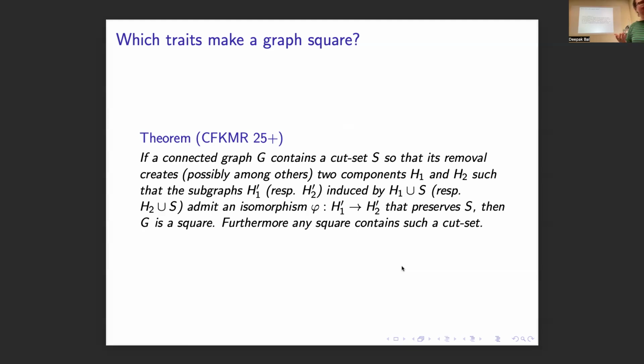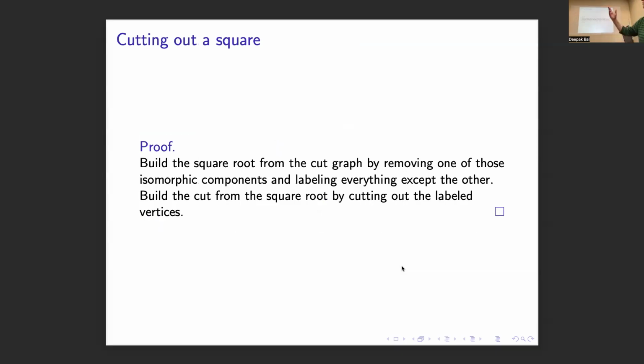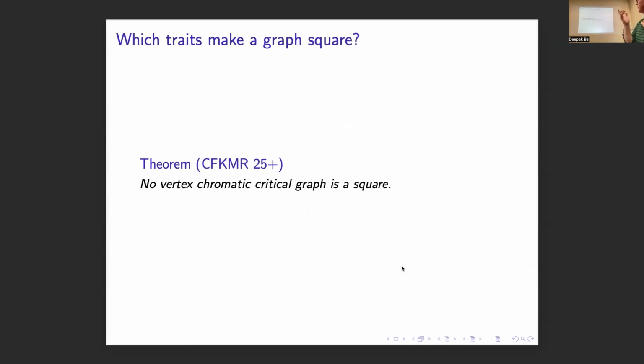Good, because that was the other goal, right? Is to be like, what are you talking about? Oh, everything is trivial. Okay, so here's another everything is trivial one. Oh, so here's the proof, but this is exactly what I said with my hands. So here's another trivial one. Both of these, by the way, are in that paper that's going to be on arXiv, I don't know, in 2 days. No vertex chromatic critical graph is a square.